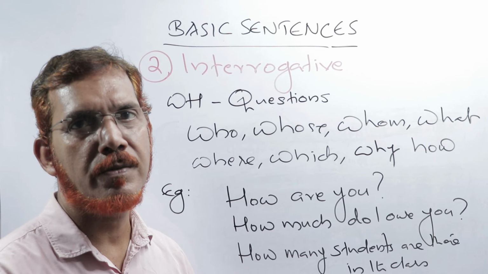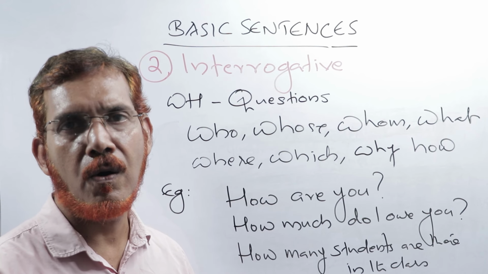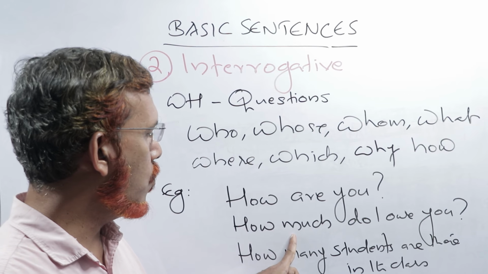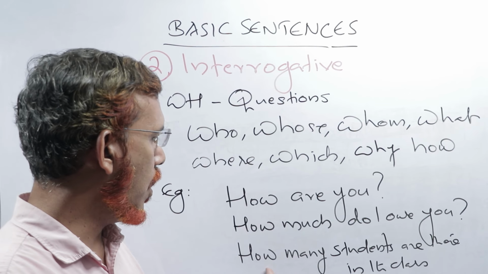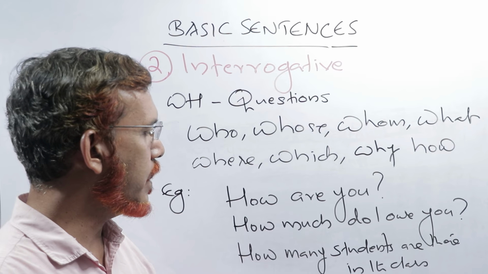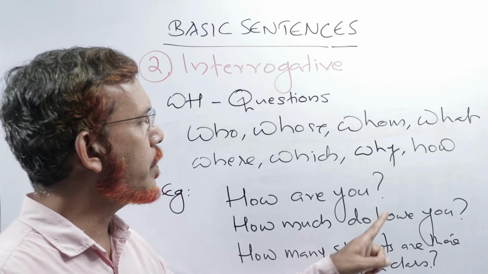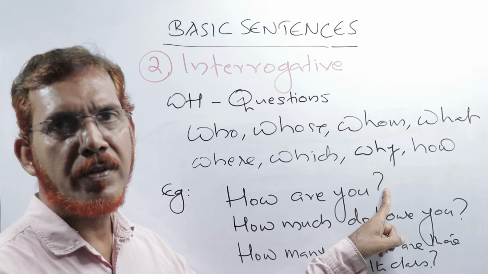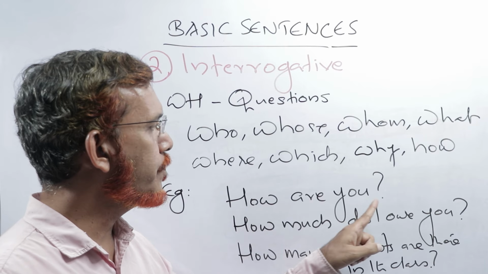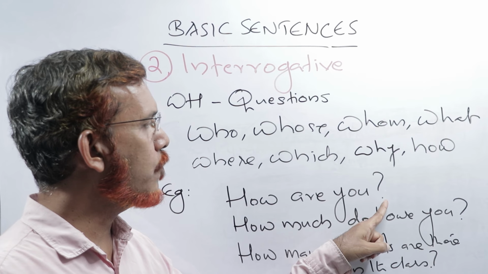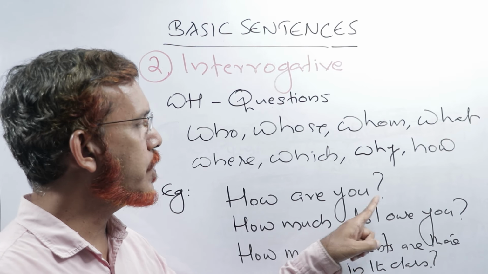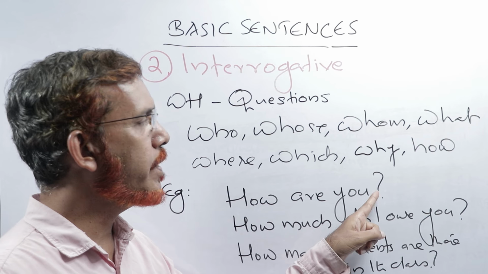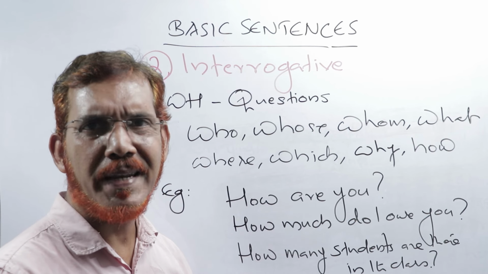How much water is there in the well or in the pot? How are you? How much do I owe you? How many students are there in the class? In written English, we must put an interrogative mark at the end of a question. We start with a capital letter and a question mark at the end of the sentence. An assertive sentence, we start with a capital letter and end with a full stop or period.